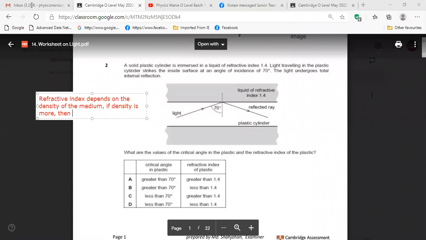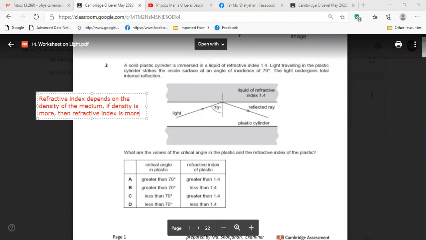Hello, Monica, Farabi. Hello, Monica. Yes, sir. What should I write now? If density is more, then refractive index is more, right? Is it clear? Yes, sir. If density is more, then refractive index is more.